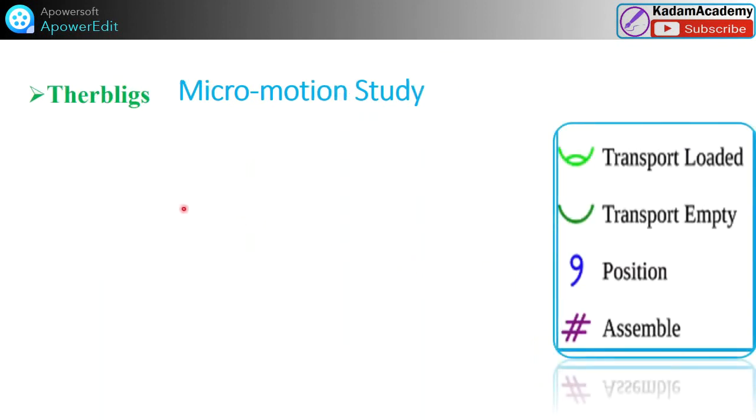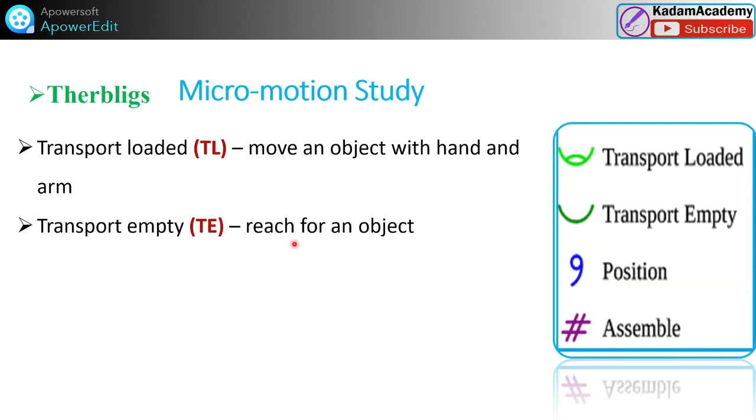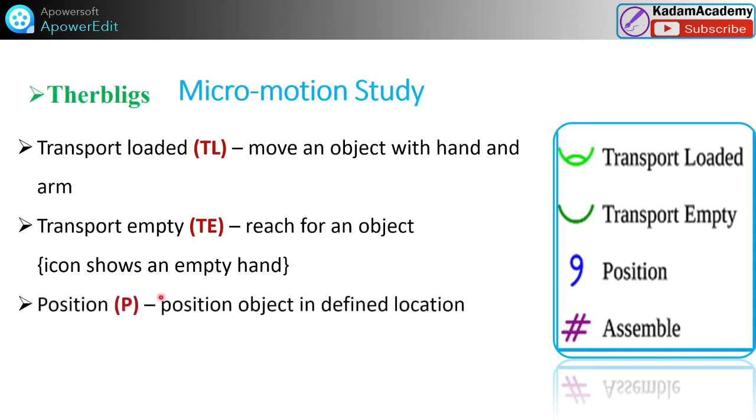Next, we'll go to transport loaded, represented by the symbol TL. Move an object with hand or arm. That is transport loaded. Transport empty: reach for an object, and this is represented by this U-shaped bowl, an icon showing the empty hand. After that, position is represented by capital P, and it means to position an object in a defined location. See, this is the symbol for position, like a 9.